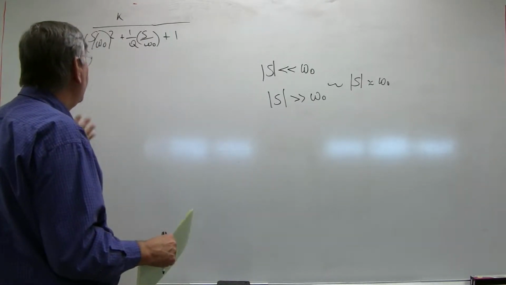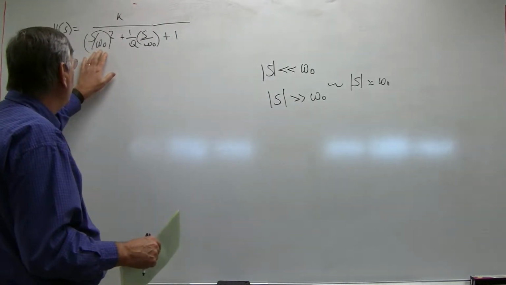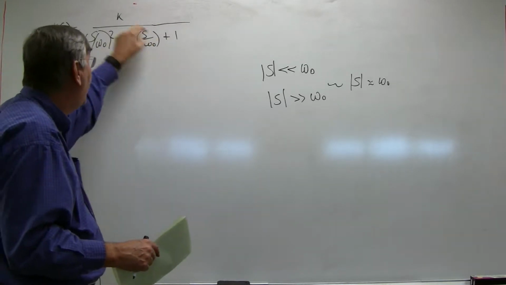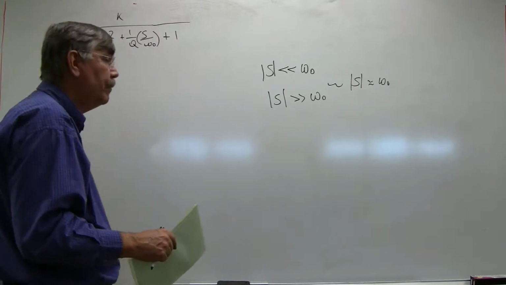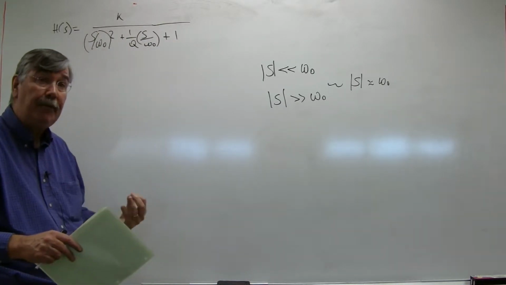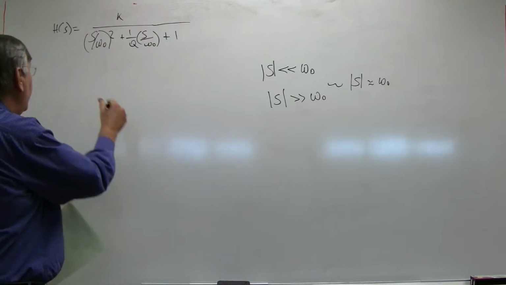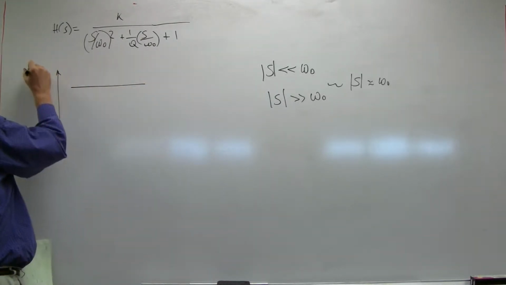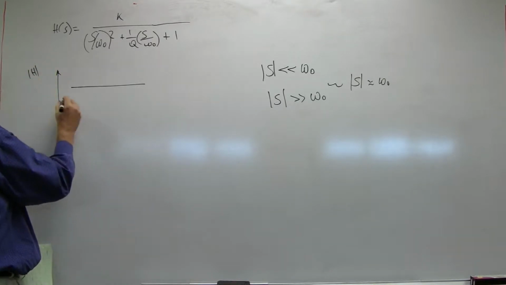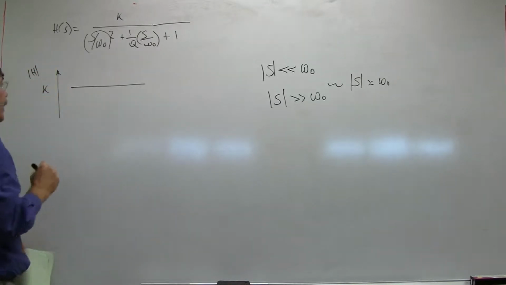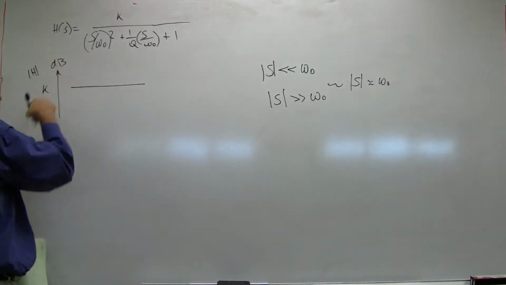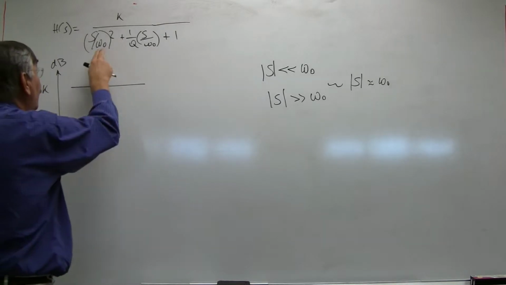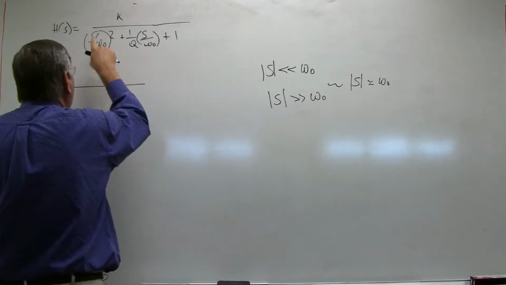As you can see by just looking at this, when s is much, much less than omega naught, these two terms are unimportant, and the gain of this thing should be proportional to just K and independent of frequency. So when we make our magnitude Bode plot, with s equals j omega, the magnitude of H(j omega) is just going to be K expressed in decibels, 20 log of K.